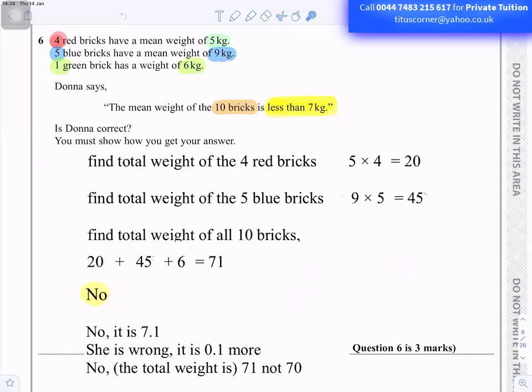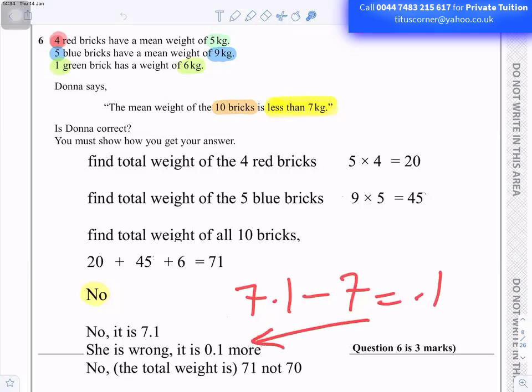So is Donor correct that it's less than 7 kilograms? No, because it is 7.1. 7.1 is not less than 7. So the answer is no, she is wrong. 7.1 is 0.1 more than 7.